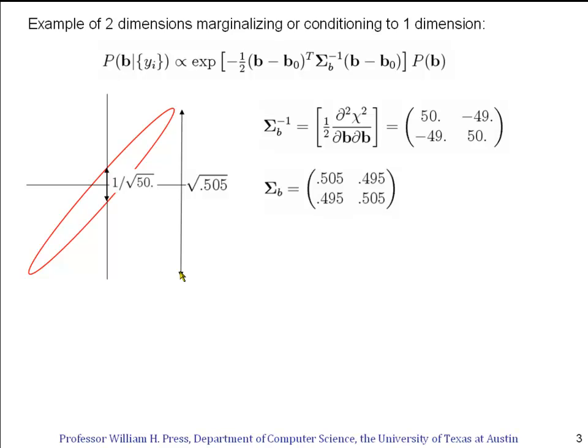In conditioning, on the other hand, we might say, suppose that we know the value of x from some other experiment, and we know that it's exactly 0. In that case, we cross out the uninteresting parameters here in this matrix, and then we're left with 50, and we view that as a matrix. We take the inverse matrix, that's 1 over 50, and that's a variance, and we take the square root of that to get a standard deviation, and that's shown here. That's this small interval here.